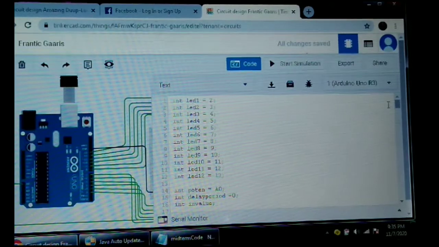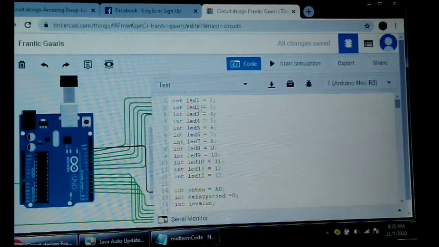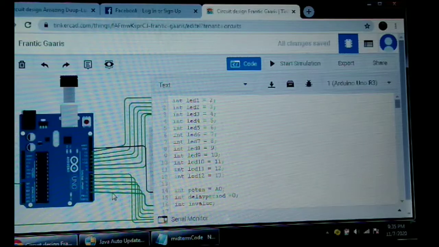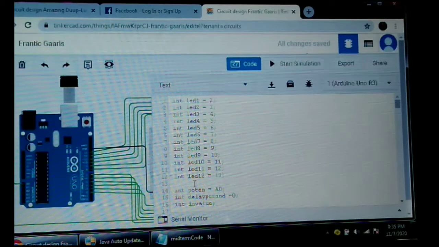So this is the code for the 4 patterns. First, I declare int LED1 equals 2. This is the connection for that. Until int LED12 equals 13. So this one.